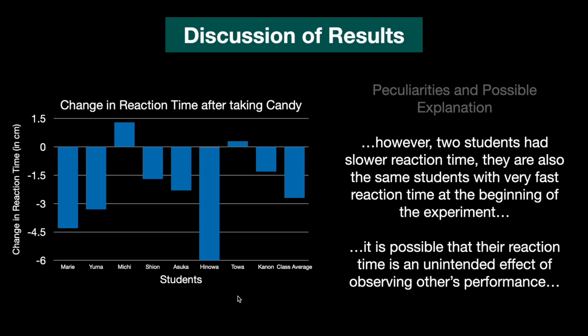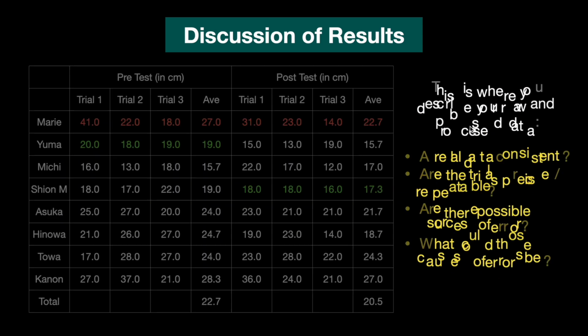So it's probably not because of your independent variable, which is the candy. It's probably because of something else. So that's a possible explanation. I'm not saying that that is the explanation, but you've got to give your view of your data.